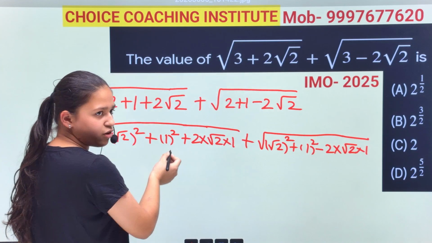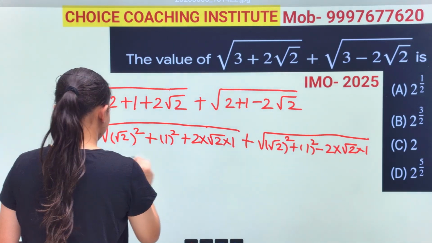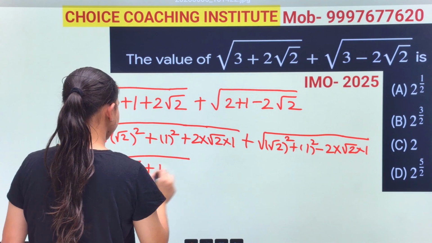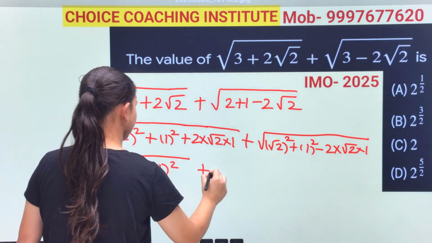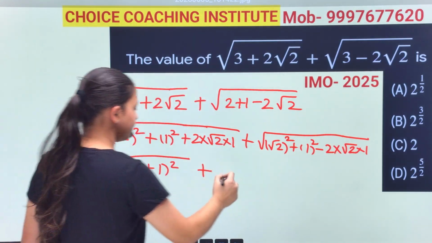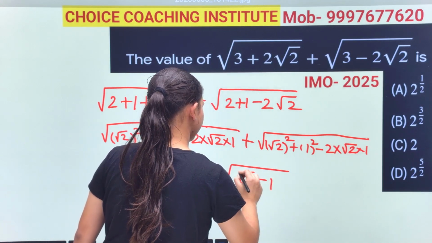This becomes the formula of (under root 2 plus 1) whole square, so it becomes under root of (under root 2 plus 1) whole square plus. This becomes the formula of (under root 2 minus 1) whole square, so it becomes under root of (under root 2 minus 1) whole square.